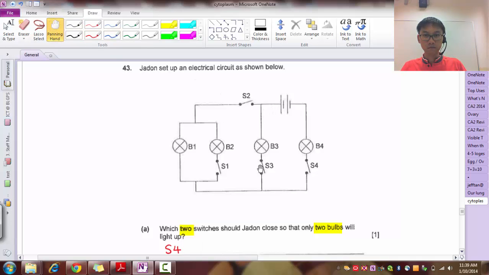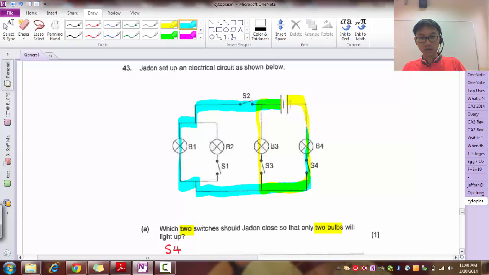Okay, so you can either close S3. If I close S3, S4, then this is the path it will take. Let me highlight this. This is one path, S3, S4. Is there another path? Yeah, if I close S2, let me use another color. S2 will go down. Now if S1 is open, the electric current will flow down this way and go up here and up S4 and back again.